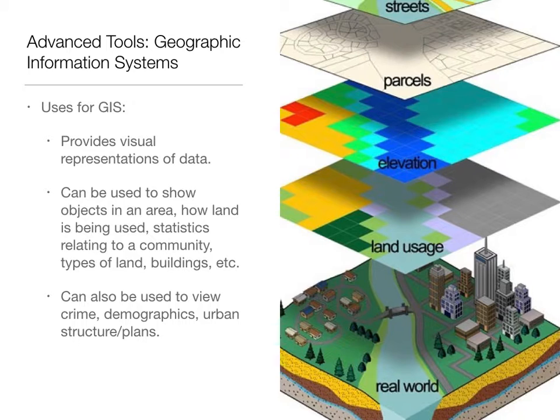So here are several uses for Geographic Information Systems, or GIS. It provides visual representations of data. It can be used to show objects in an area, how land is being used, statistics relating to community, types of land, and buildings. It can be used to view crime, demographics, and urban structure plans. Let's do a scenario real quick. Imagine that you are an owner of a Nike store, and you are planning on expanding into Memphis.